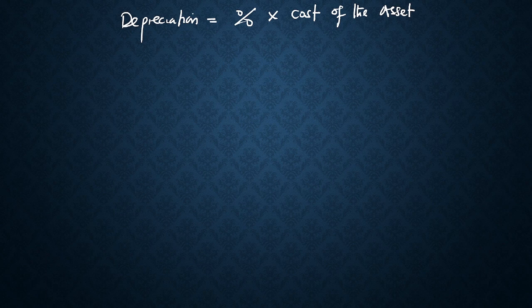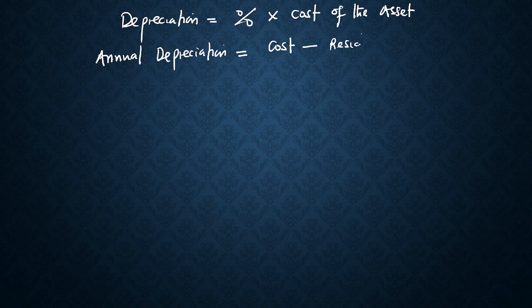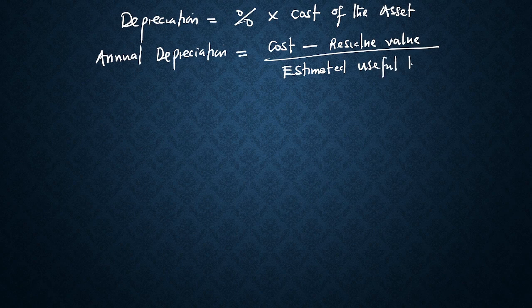If it is not this method, you can also use this one here where you say annual depreciation is equal to cost minus your residual value divided by the estimated useful life. Okay. Questions so far before we proceed?